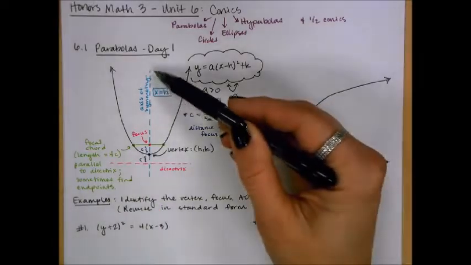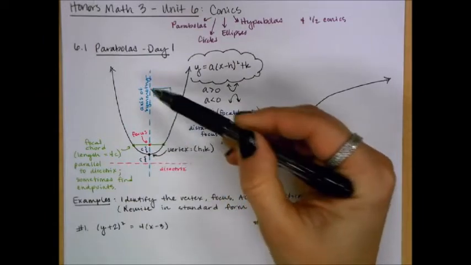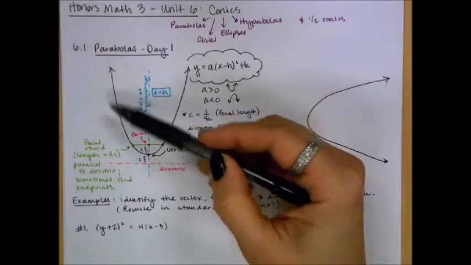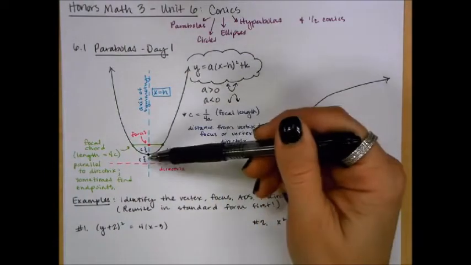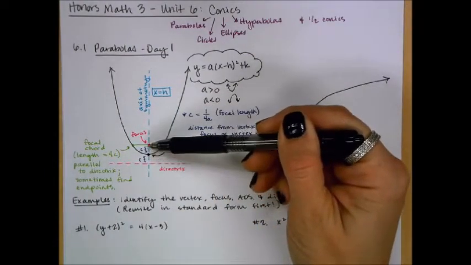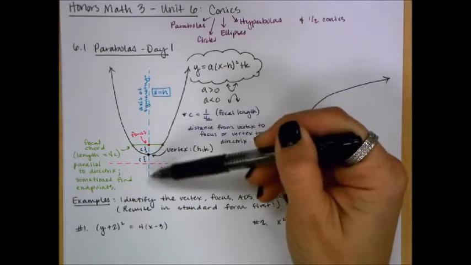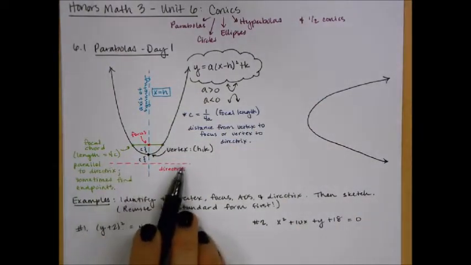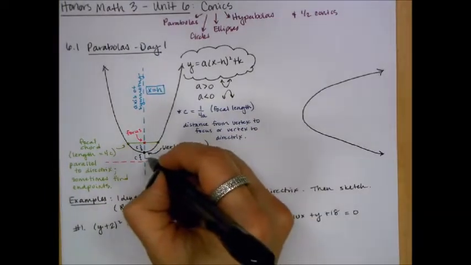You'll see your axis of symmetry here running vertically. It is dividing the parabola into two symmetric pieces, and it runs through the vertex. The focus also lies on the axis of symmetry. The directrix is perpendicular to that axis of symmetry.